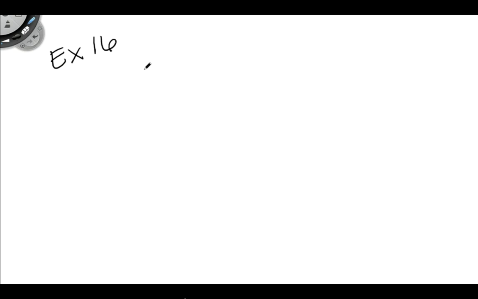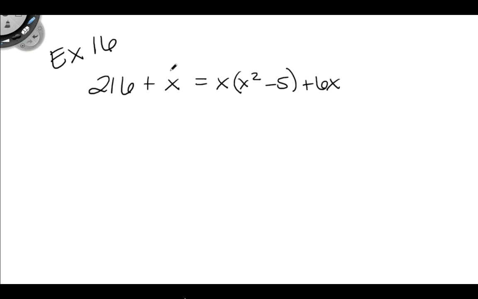Example 16. So 216 plus x equals x times x squared minus 5 plus 6x. First thing I want to do is take care of this parentheses. So, double rainbow again. We're going to do x times x squared actually becomes x to the third power. You just add the exponents. X times 5 becomes negative 5x. Let's drop down that plus 6x. And we'll drop down everything that was left on this side.